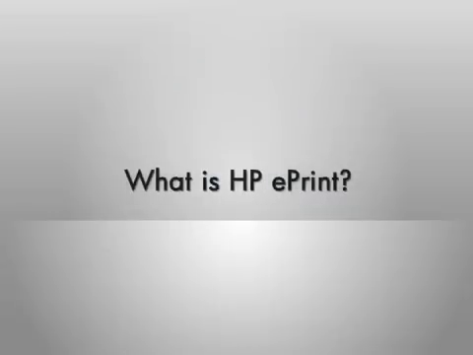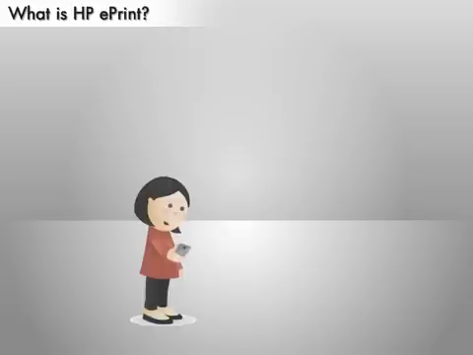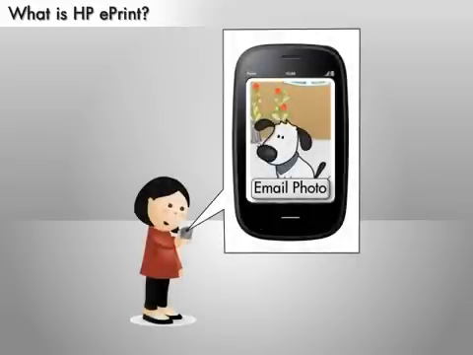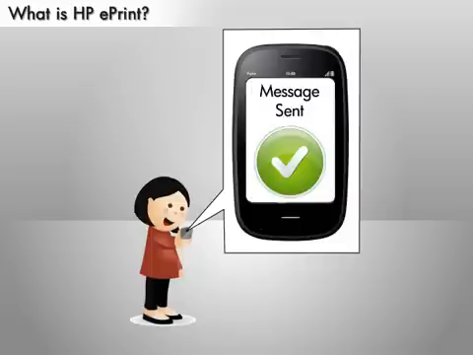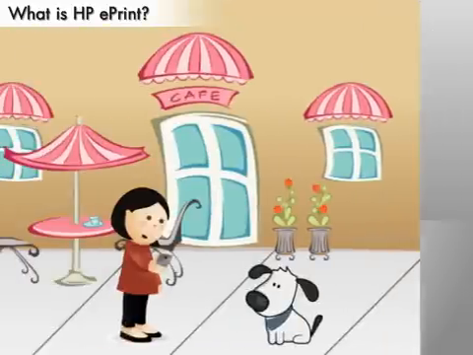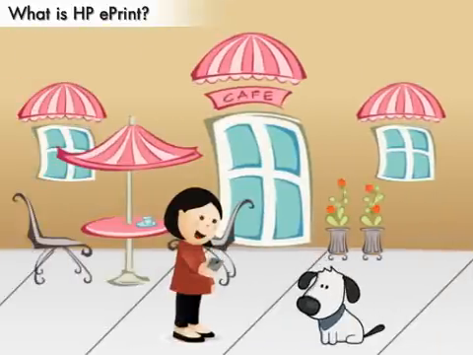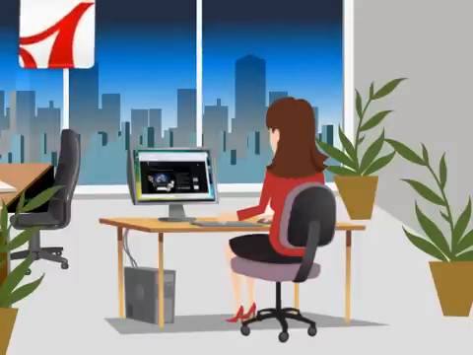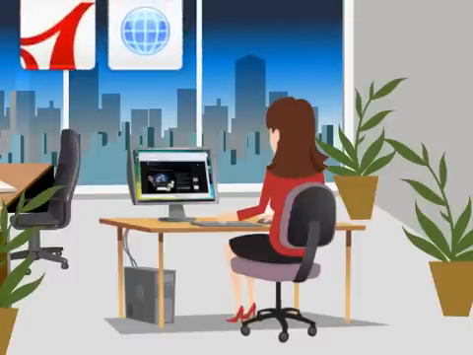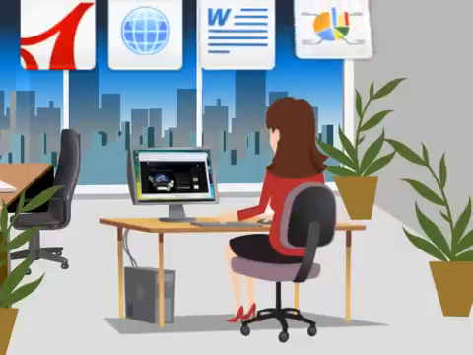HP ePrint is a free service from HP that allows you to print to your web-connected printer from any location where you have access to email. It's as simple as sending an email to the email address assigned to your printer when you enable web services on the printer. No special drivers or software are needed. If you can send an email, you can print using ePrint. With ePrint, you can print a picture of a funny puppy you met at a coffee shop, or a document. ePrint supports most file formats, including PDF, HTML, and standard text attachments, as well as Microsoft Word, PowerPoint, and Outlook.